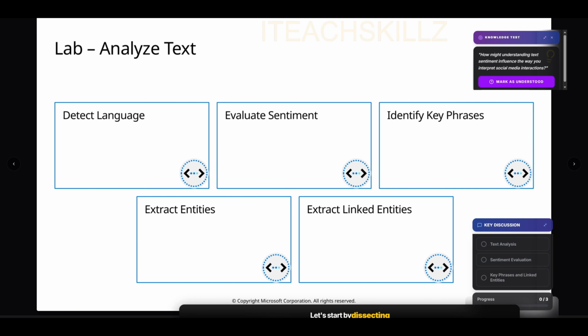Let's start by dissecting text analysis, which is like having a magnifying glass for language. Imagine we're sleuths, identifying the language and extracting entities as if uncovering hidden characters in a story. As we dig deeper, evaluating sentiment becomes our way of sensing the mood of the narrative. Now let's explore key phrases. Think of them as signposts highlighting important information. Finally, linking entities allows us to connect dots across various data points, creating a cohesive understanding of our text landscape.